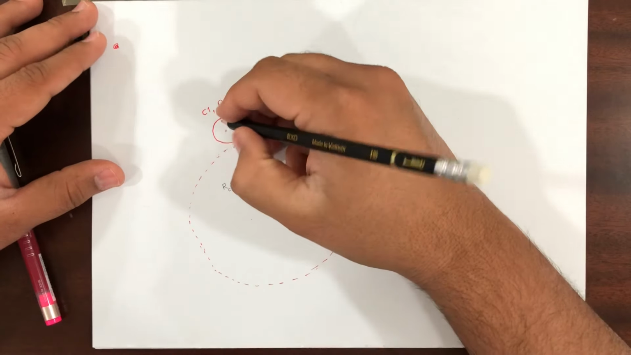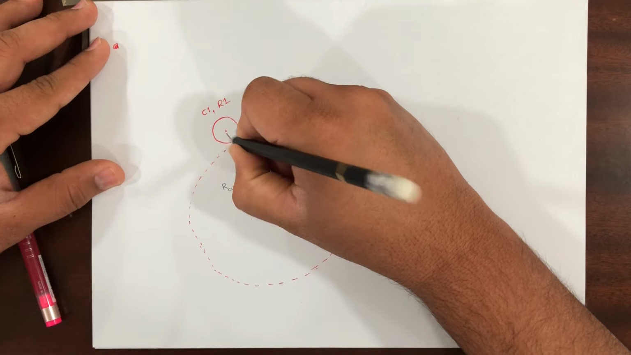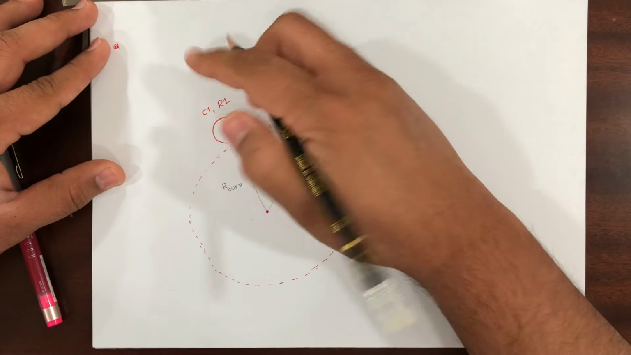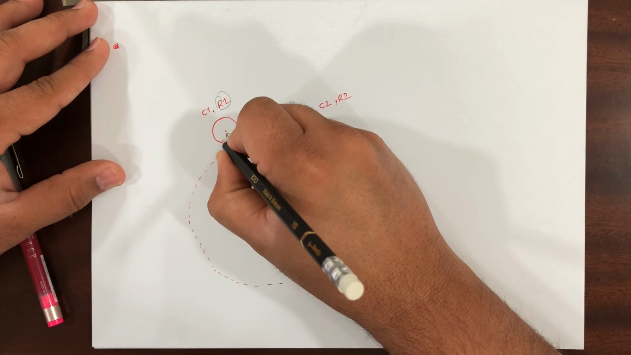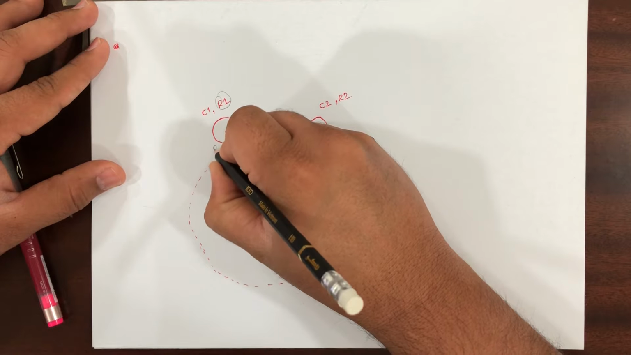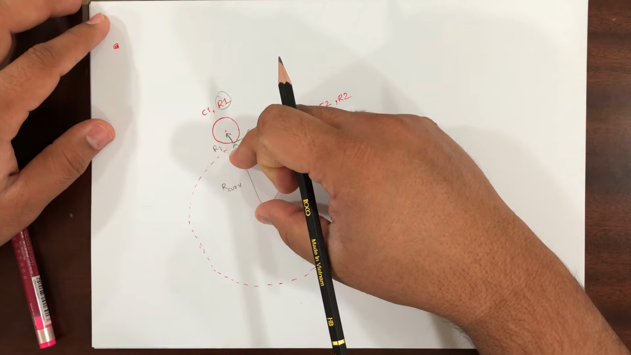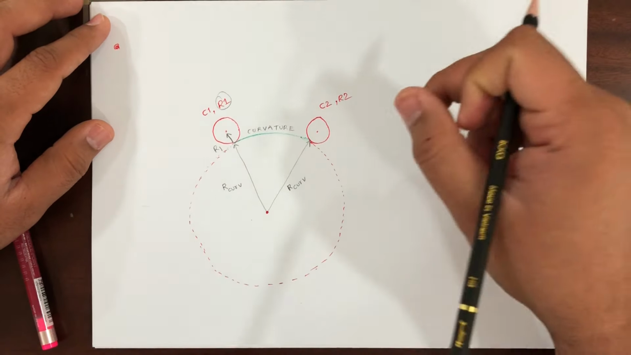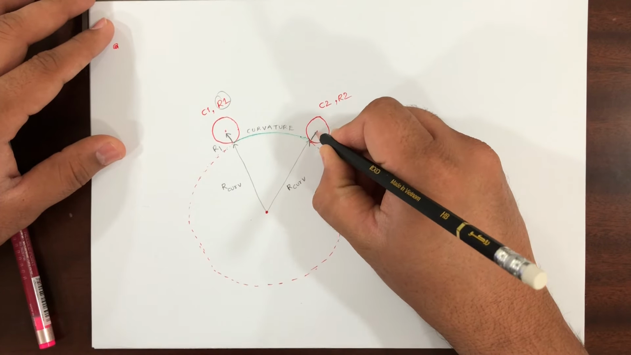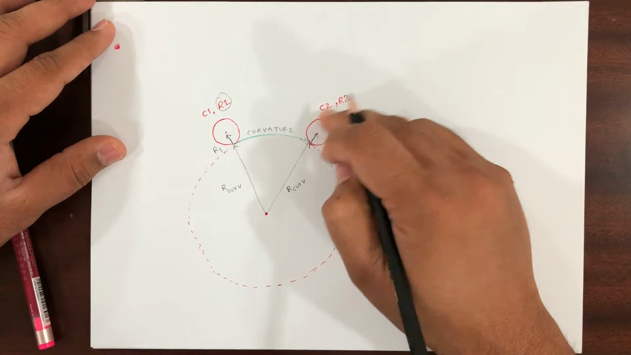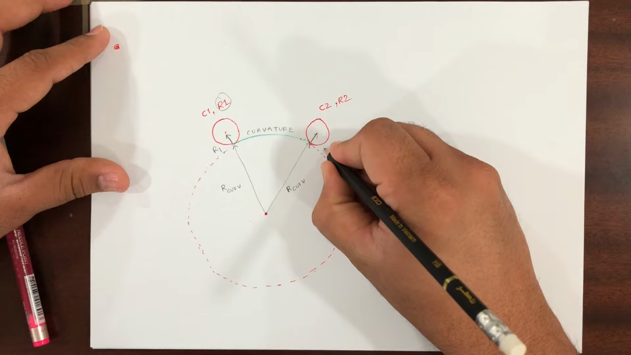Now this small radius, from here to here, is how much? R1. This radius is R1. Here this is R curvature. What about this one? The radius of the small circle is R2, as discussed before. This is R2.